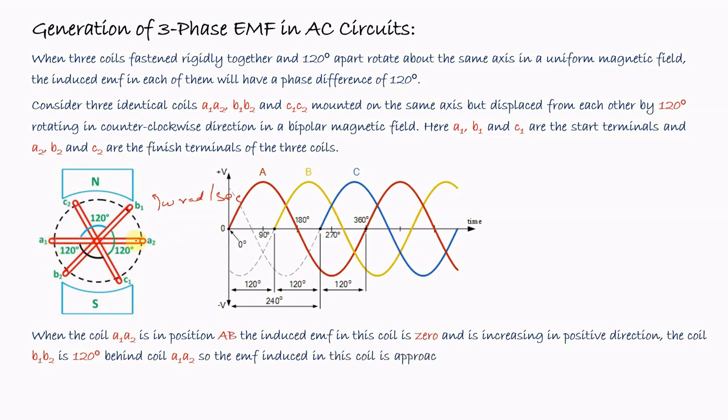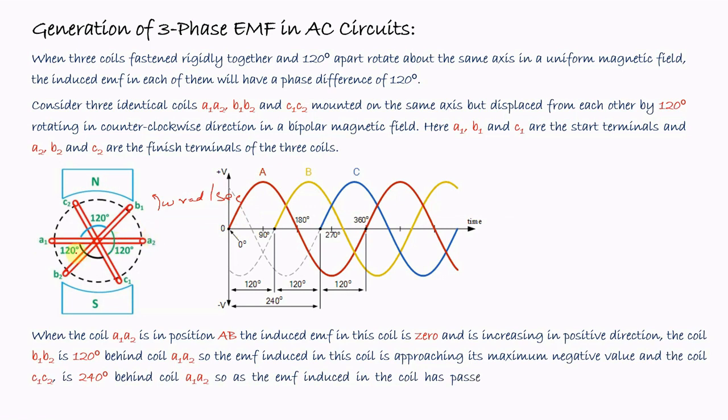The EMF that will be induced in the first coil is represented by this red waveform, because the position of the first coil is along the x-axis. At this position, it can be considered as 0 degrees. Then the induced EMF will also be 0 degrees. Now as the coil starts to rotate, the EMF will be induced, as we have already seen in the single phase AC voltage EMF equations.